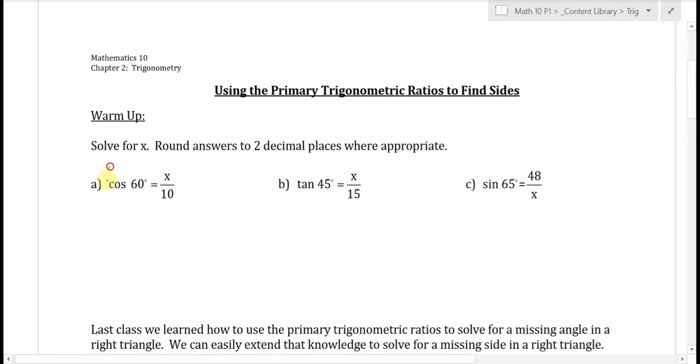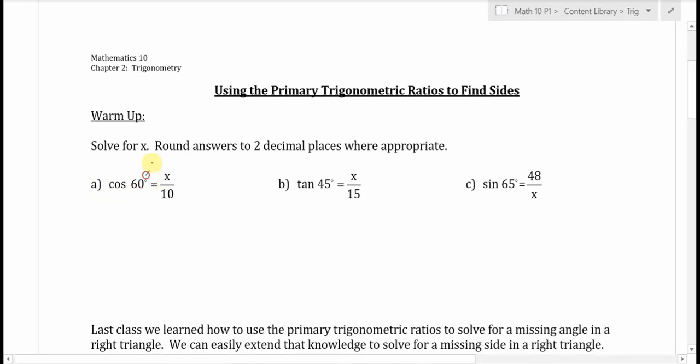So we are trying to solve this equation: cosine 60 equals x over 10. Now remember, cosine 60 simply is just a value. It's just a ratio between the adjacent side and the hypotenuse side of angle theta. So this is just a number. It doesn't look like just a number, but it really is just a number, and that equals x over 10.